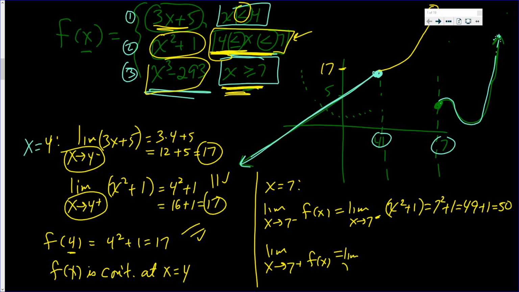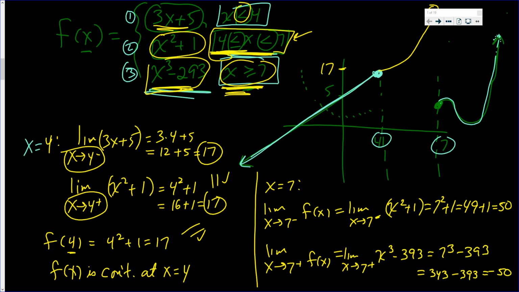The limit as x goes to 7 plus, if you're a little bit more than 7, you use this rule: x cubed minus 393. Well, 7 cubed minus 393. 7 cubed is 343. Ooh, you take away 393 and you get 50, but it's negative. These are not equal. This was 1a, and this here is 1b.